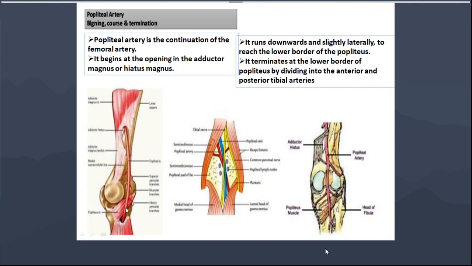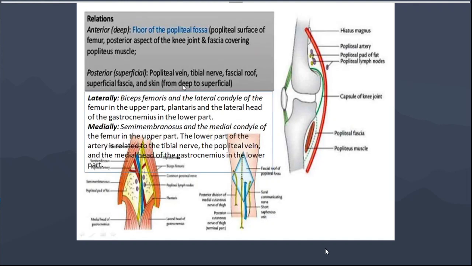You have to remember this point: at the lower border of the popliteus muscle, the popliteal artery divides into two terminal branches, the anterior tibial artery and the posterior tibial artery. Now relations, you can see this is the popliteal artery.